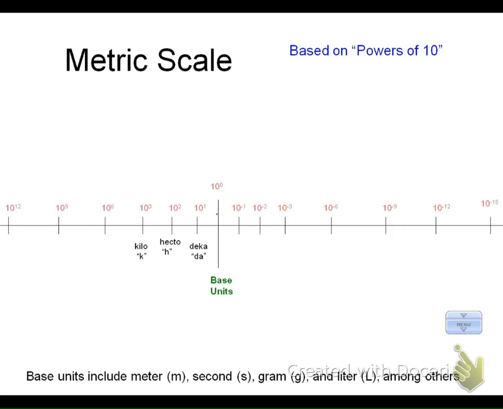Then, for those of you who are computer savvy, you have seen mega, as in megabytes and megawatts and all this good stuff. Giga, which is a billion, and tera, which is a trillion. Notice mega, giga, and tera have capital letters. I'll explain more about why there's capital letters here in a moment.